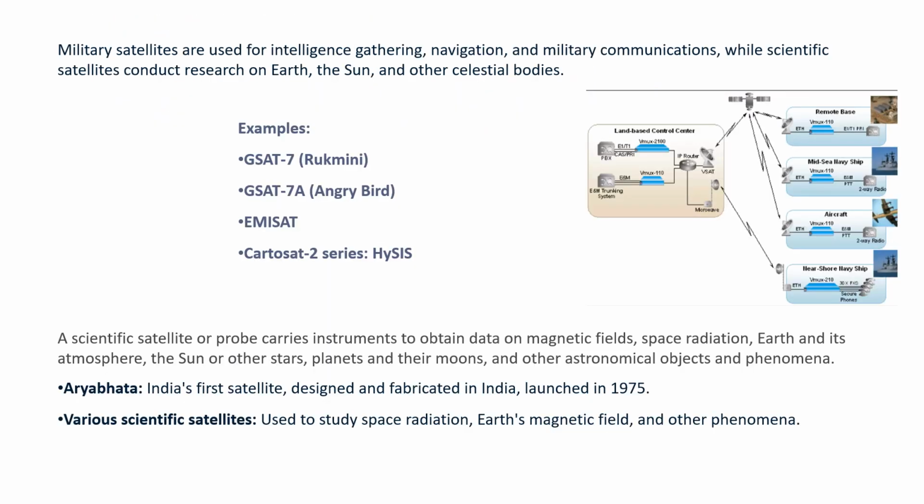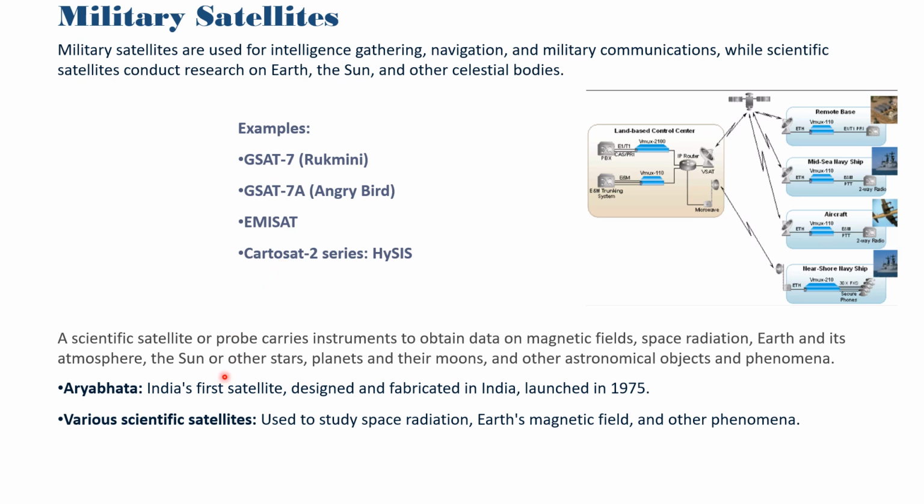And finally, military satellites, and they are used for intelligence gathering, navigation, and military communications, while scientific satellites conduct research on Earth, the Sun, and other celestial bodies. Examples: GSAT 7, that is Rukmini, GSAT 7A Angry Bird, EMISAT, Cartosat 2 series.